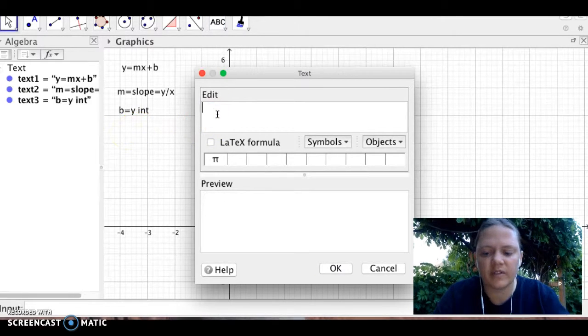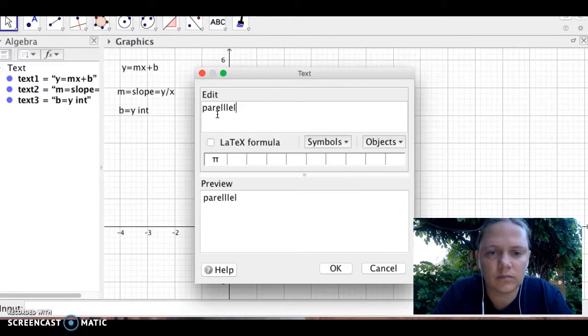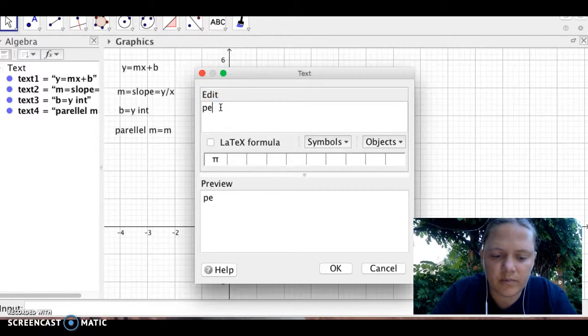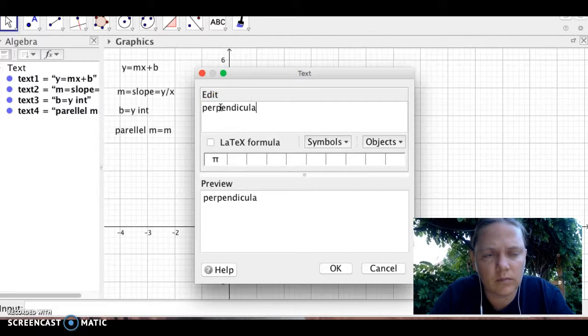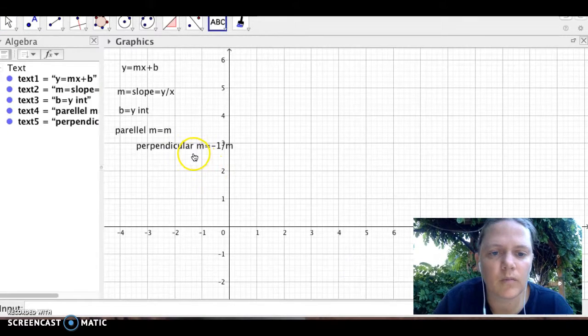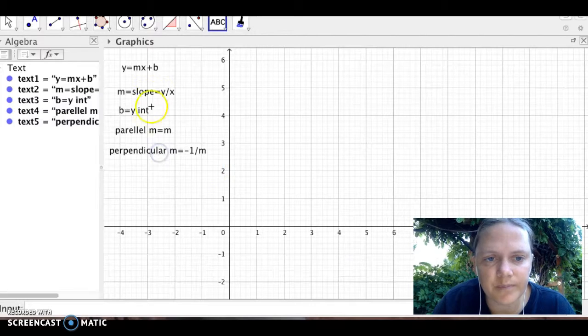Other things to remember: if it's parallel, our slope is going to be the same. If it's perpendicular, our slope is going to be the reciprocal, so 1 divided by m, and it's also going to be the negative reciprocal. Okay, so those are the things we're going to look at.